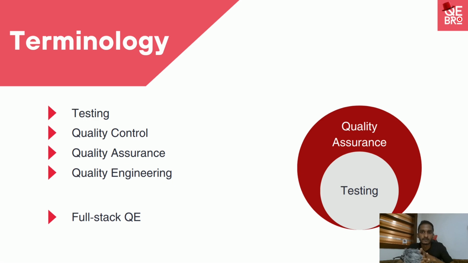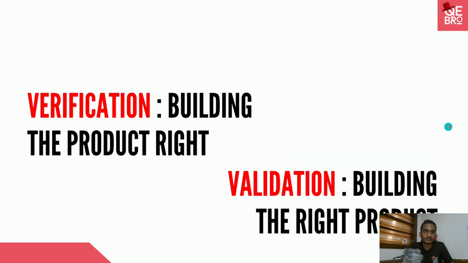So a full stack quality engineer should be able to work on all those areas. The full stack quality engineer is capable of doing manual testing, automation testing, performance testing, mobile testing, accessibility testing, security testing, and anything. So that's our ultimate goal, to become a full stack quality engineer. Okay, since the terminology is clear now, let's go to the next.